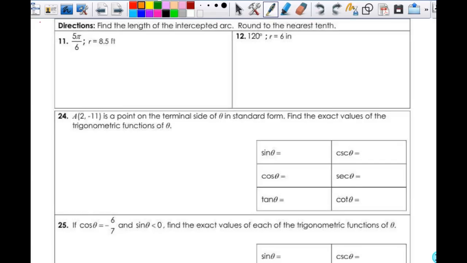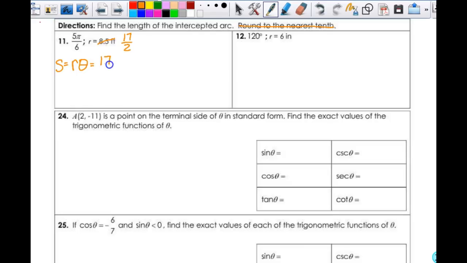Okay, so now we're going to find the length of the intercepted arc, rounded to the nearest tenth, but we are absolutely not doing that. Okay, so to find the arc length is r theta. You know, the radius is 8.5, but we would use that as 17 over 2, and then our theta is in radians, so that's good.